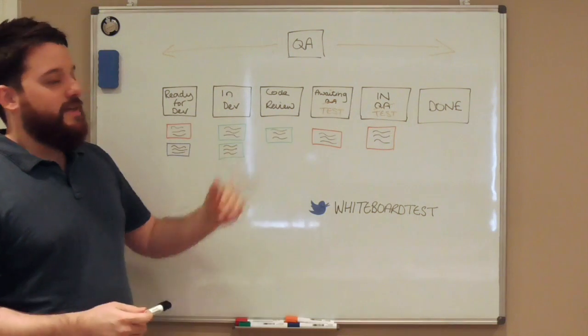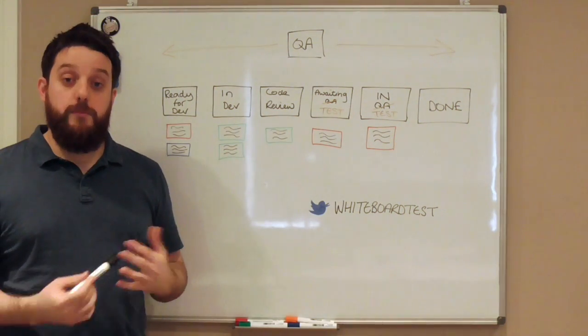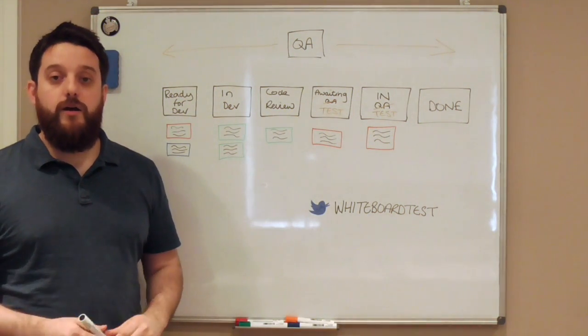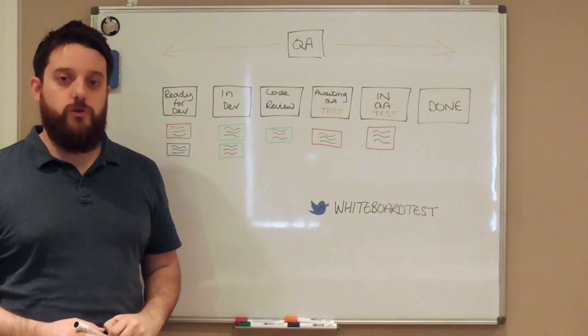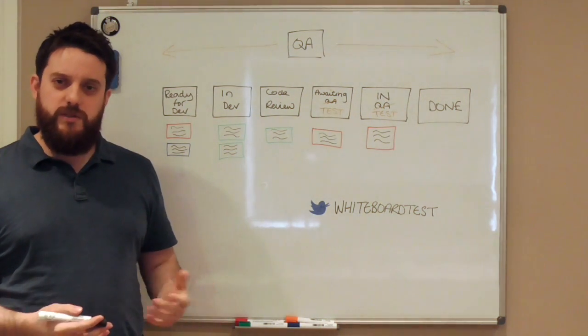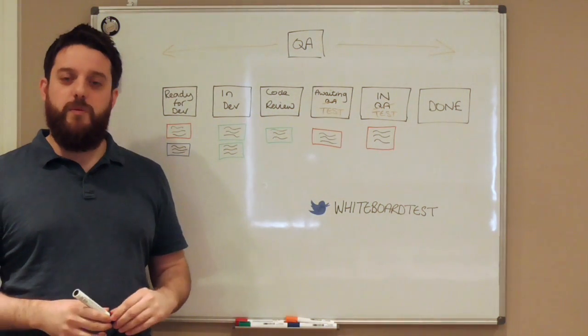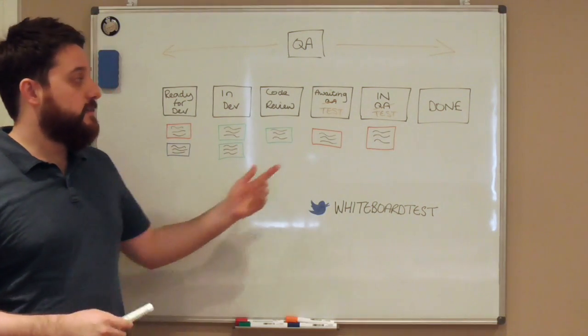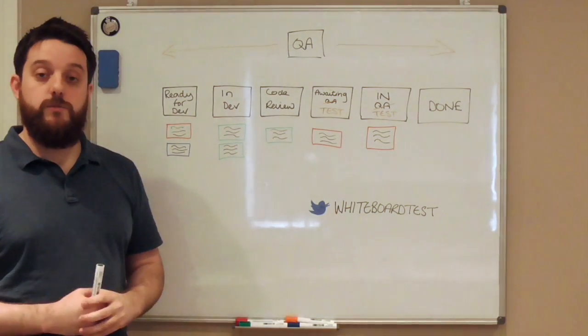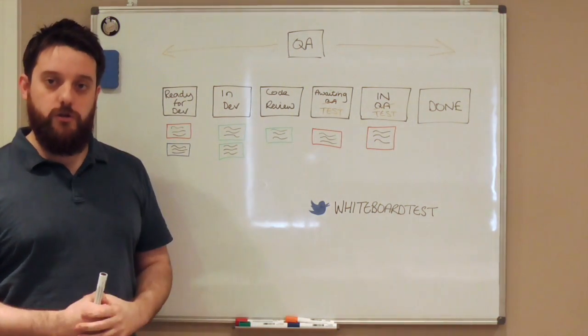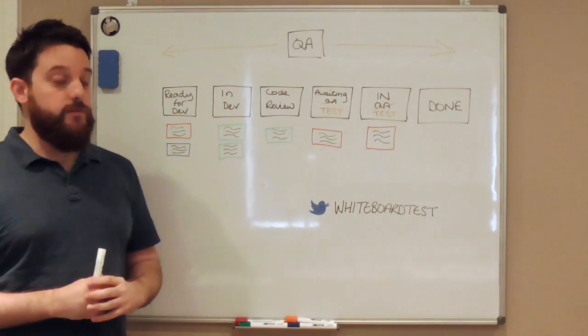Now, saying awaiting QA, to me, just sounds very bizarre. I'm waiting for quality assurance. It's like, are you? Is that a person? Is that a role? Is that a process? What is that? And then to say that something is currently in QA, something is currently in quality assurance, again, doesn't make sense to me.